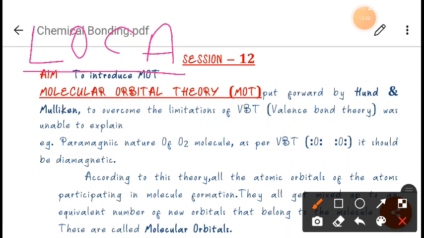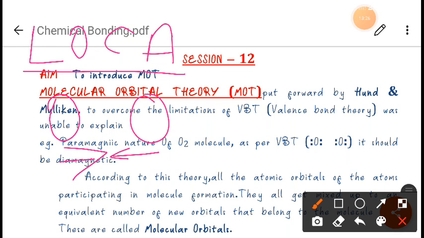Okay, so how will we see the linear combination? We will see it like this: when two combining atoms approach each other, what happens at that time? Their atomic orbitals of comparable energies combine to form molecular orbitals, right? When two orbitals approach each other, at that time what will happen?